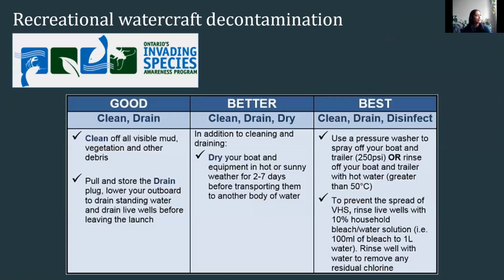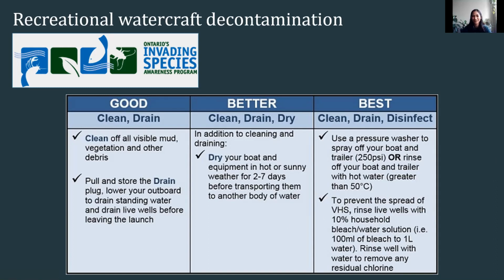So that's why various agencies worldwide have set or recommended decontamination practices for recreational boaters in order to prevent the overland spread of aquatic invasive species. Here we have an example from the Ontario Ministry of Natural Resources and Forestry. So don't worry about catching all the text on your screen right now.